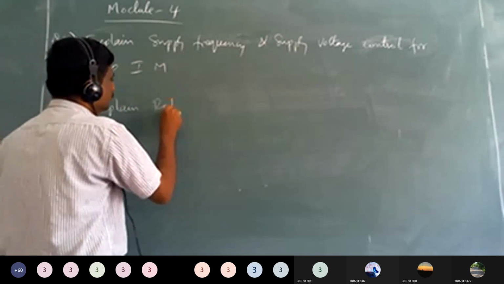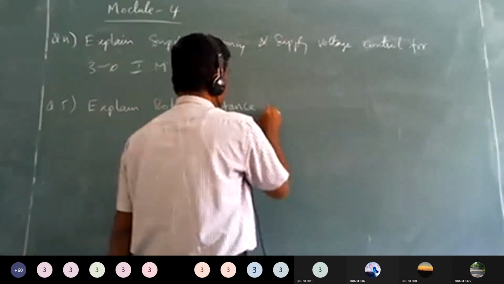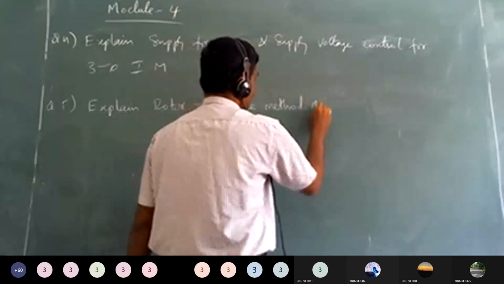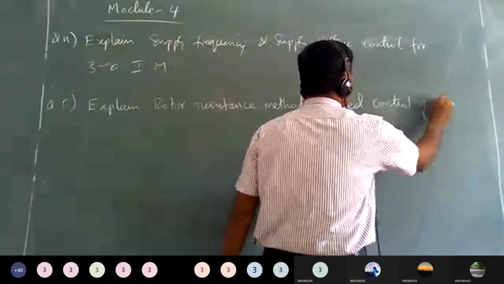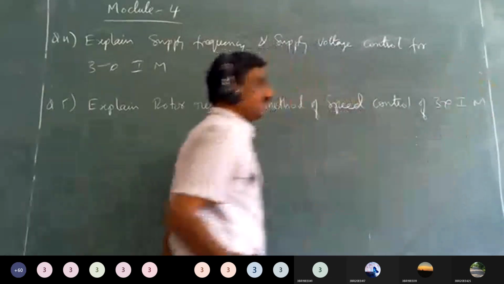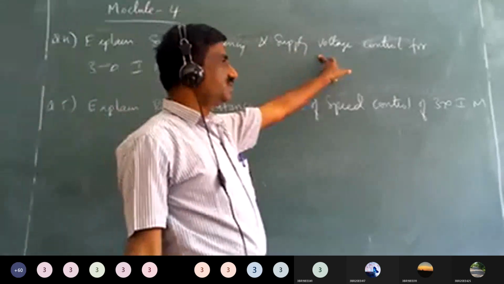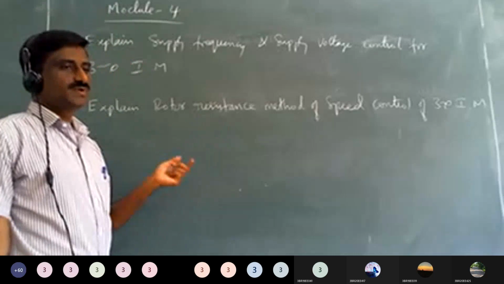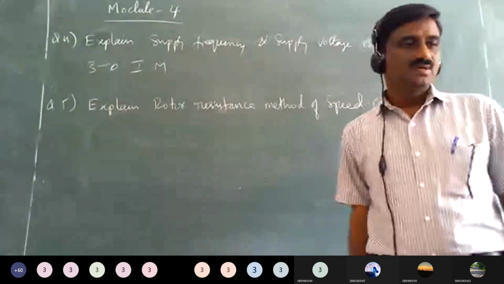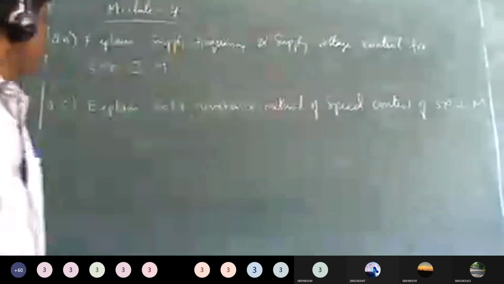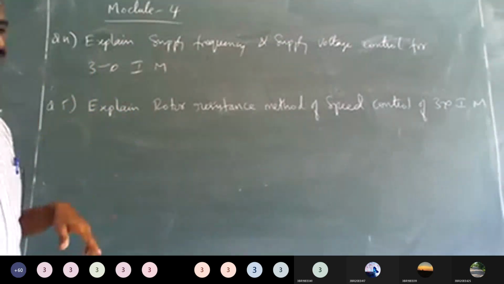Explain rotor resistance method of speed control of 3-phase induction motor. Total 3 methods are mentioned in the syllabus: supply frequency control, supply voltage control, and rotor resistance control method. Okay, total 5 questions are there. Out of these 5 questions, 2 questions will be asked, 2 questions compulsory.